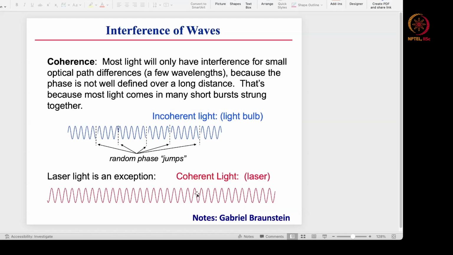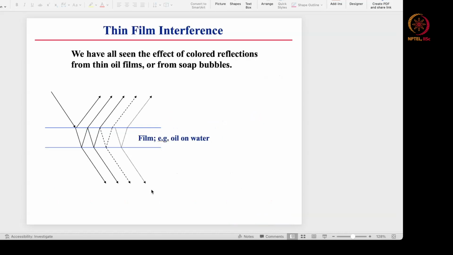The laser is of course an exception. It's a coherent light source, as we already know, and this is also going to be very useful when you do the PTPA and the LTV. We now look a little bit at what we call thin film interference.